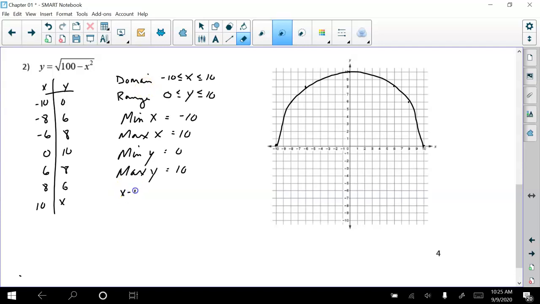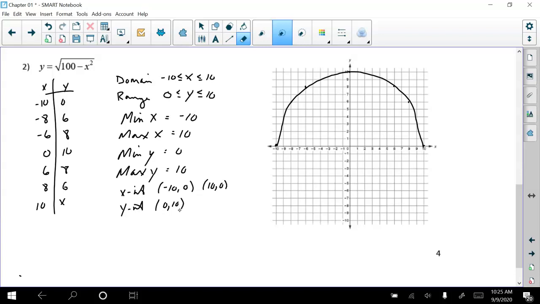So for our x-intercept, we have two of them. We have two places where we cross the x-axis: negative 10, 0, and positive 10, 0. And our y-intercept, where it crosses the y-axis, is at 0, 10.